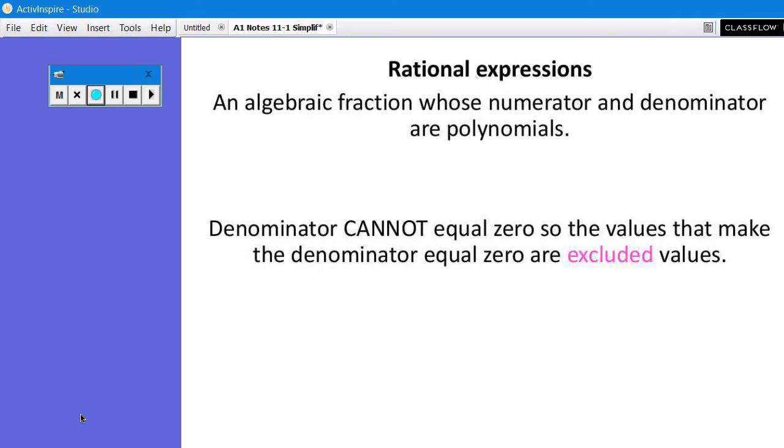Remember, rational means you're dealing with a fraction, and since we're dealing with a rational fraction, now you're going to have algebra in this fraction. So you're going to have variables, you're going to have operation signs, and all this is going to be in the numerator and in the denominator. And these are going to have polynomials. Remember, polynomials look like you've got monomials, binomials, trinomials.